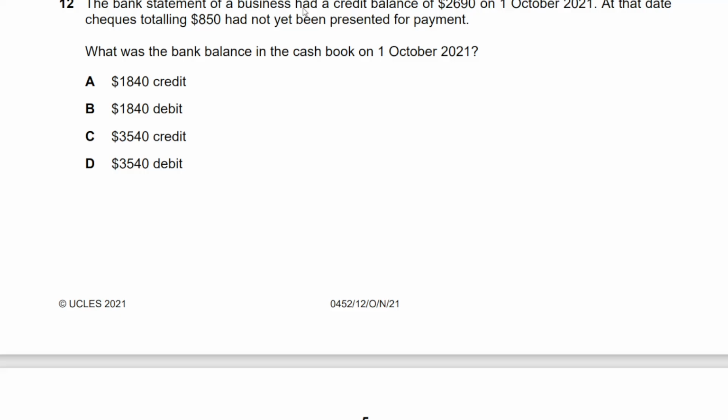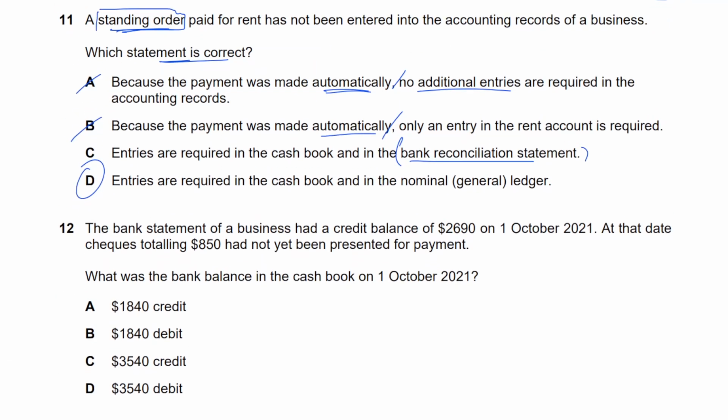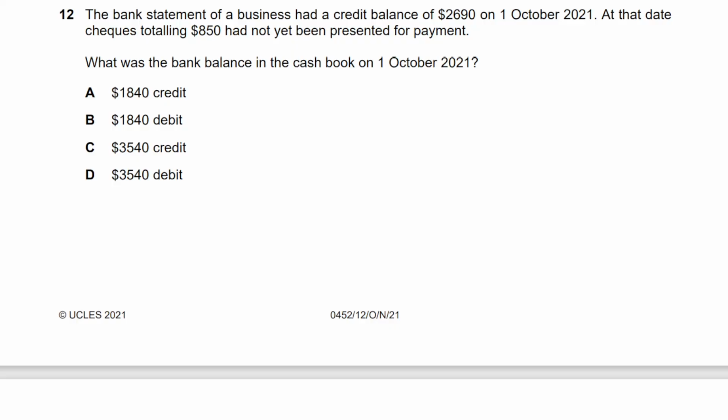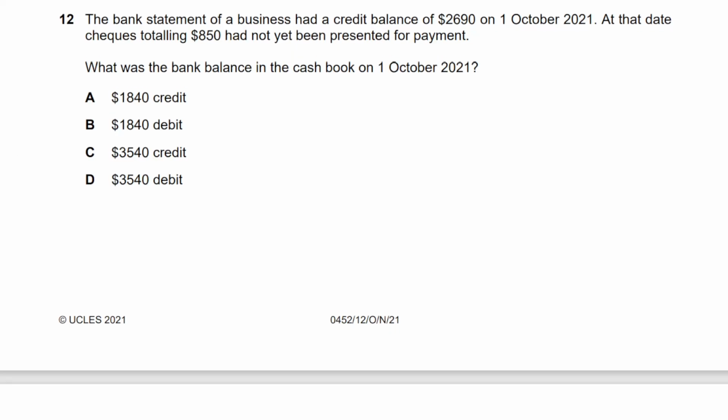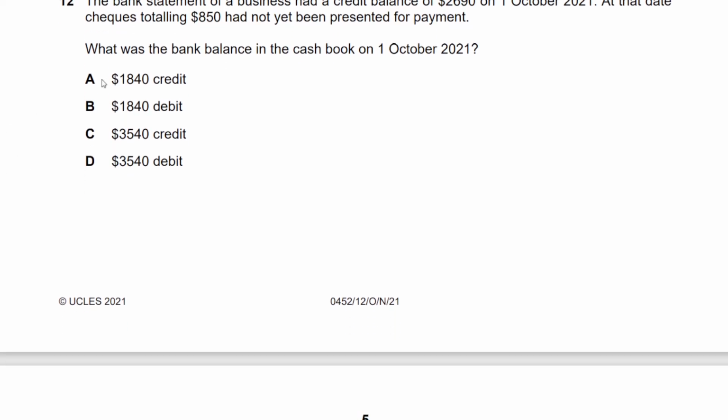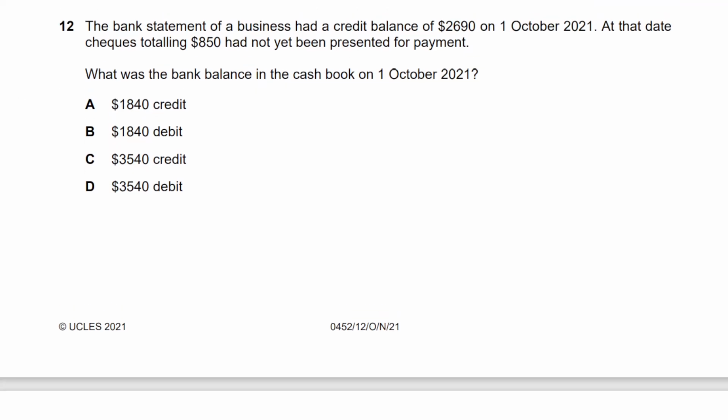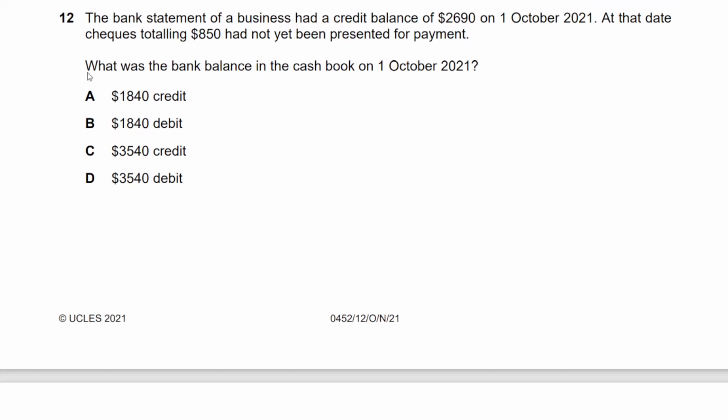The bank statement of a business had a credit balance of 2690, and that means a positive balance on 1st October 2021. At that date, checks totaling 850 had not yet been presented for payment. These were supposed to be deducted. These are not yet presented. They were supposed to be subtracted, but they're not done yet. So we have a positive balance of 2690, and we need to remove the 850.